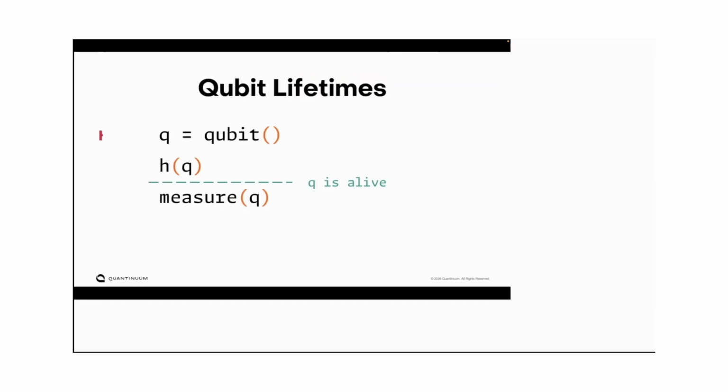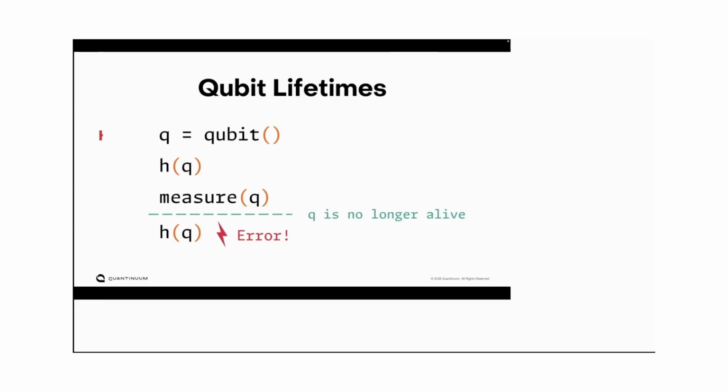So fine, the qubit is alive. However, after measurement, the runtime is going to take back this ion and it's not going to be there, right? The qubit is no longer alive. Which means if I want to apply any other gates at this point, our runtime is going to fail and say no, this qubit has been freed, you can't use it anymore.